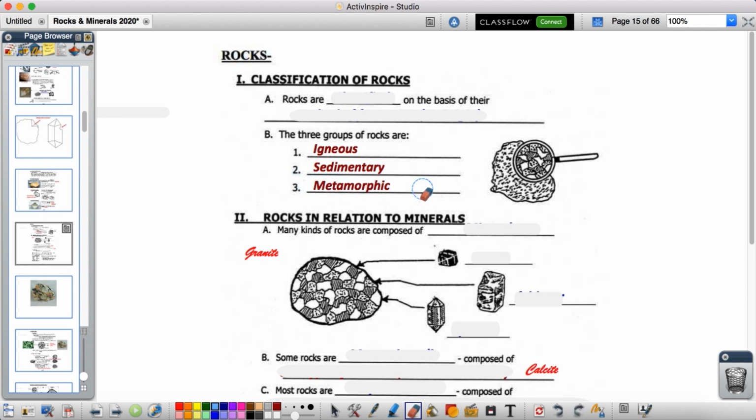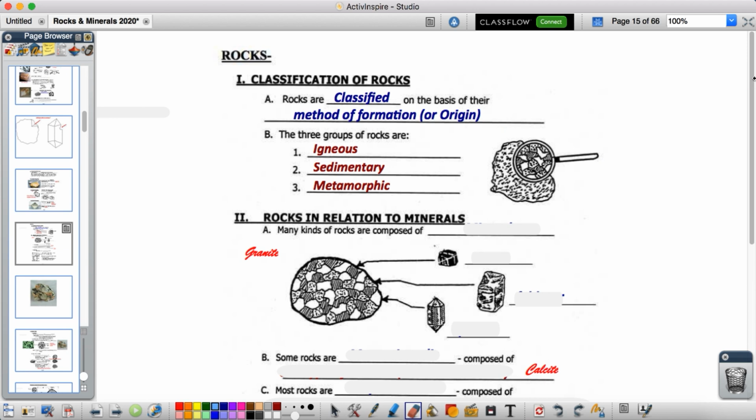So what is the difference? Well, basically the difference is they're formed in different ways. So rocks are classified on the basis of their method of formation or origin. Okay, it's an important concept, how they were formed. So rocks are formed in three different ways.